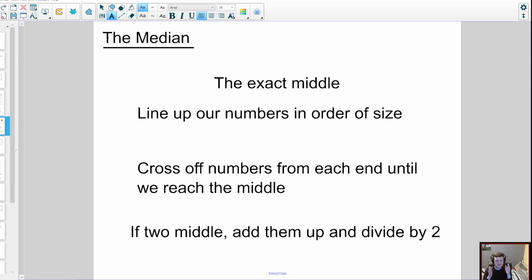If we have two middle numbers, so we've crossed off, and we're left with 2, meaning if we cross them both off, we'd have nothing left. We add them up, divide it by 2, and that will be our answer for the median.